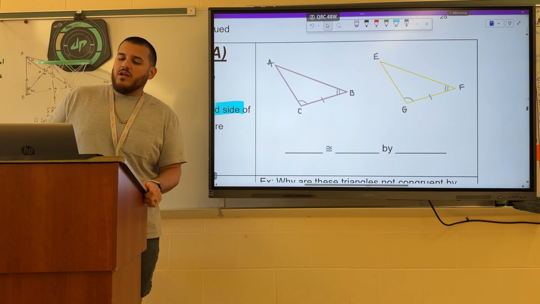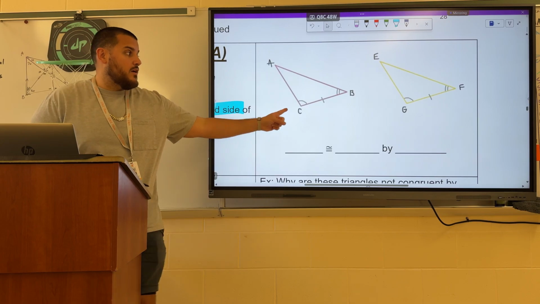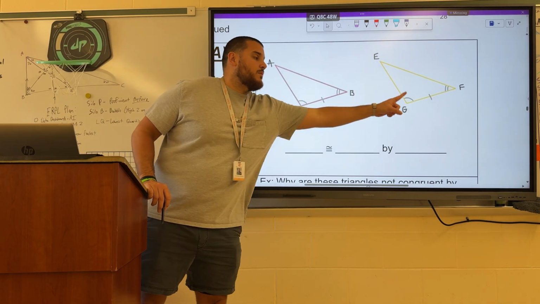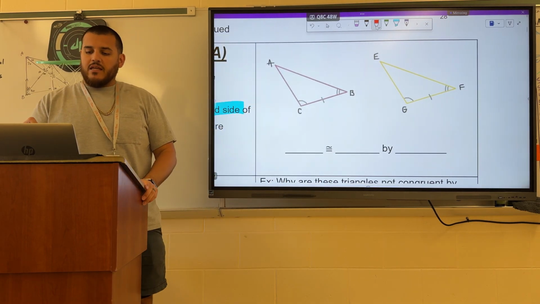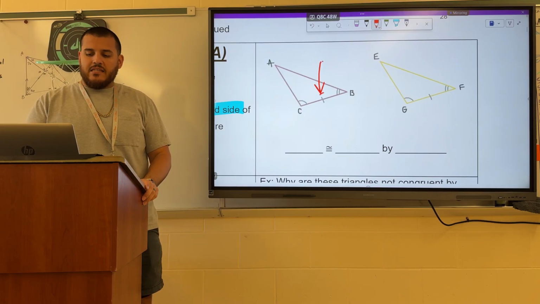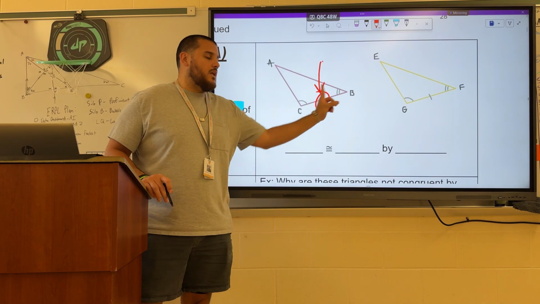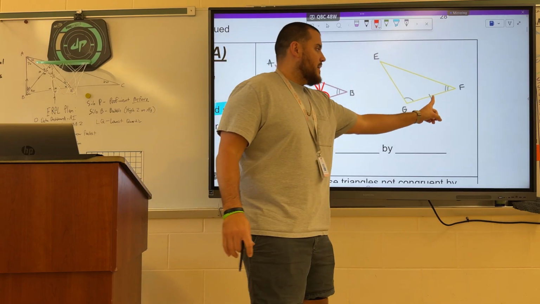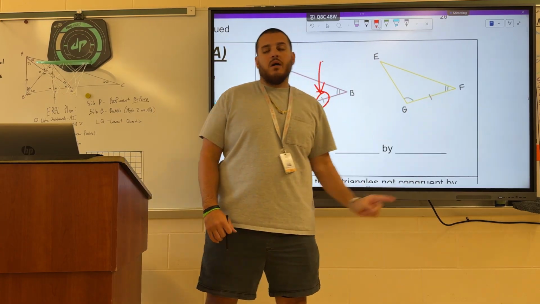So we have our two triangles here. We notice that there are two angles marked, and a side marked, and a side marked. And again, the key is that that side is included. It's between my two marked angles. That side is between my two marked angles.